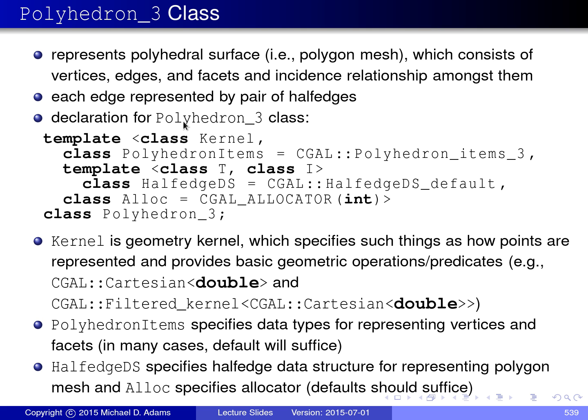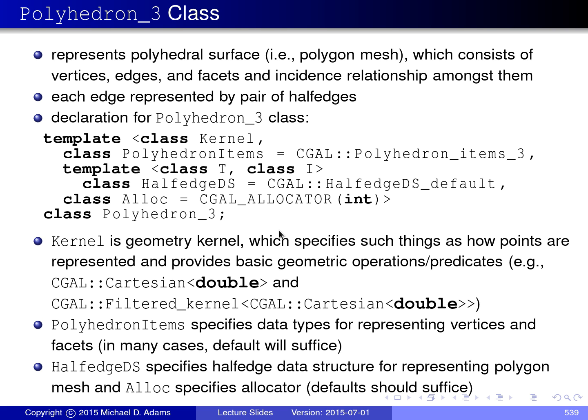The declaration for the Polyhedron_3 class is as shown on the slide here. The first parameter for the template is a type, which is the type of the geometry kernel that's used in conjunction with the Polyhedron_3 class. So again, a geometry kernel in CGAL is the thing that specifies how points are represented, whether Cartesian coordinates are used or homogeneous coordinates, and also the numeric type used to represent the coordinate values for Cartesian coordinates or homogeneous coordinates, and so on. Also, the kernel provides basic geometric operations and predicates. A couple of examples of geometry kernels are Cartesian double or filtered kernel Cartesian double, and there's many others as well, of course.